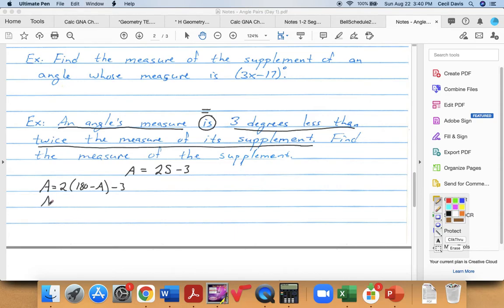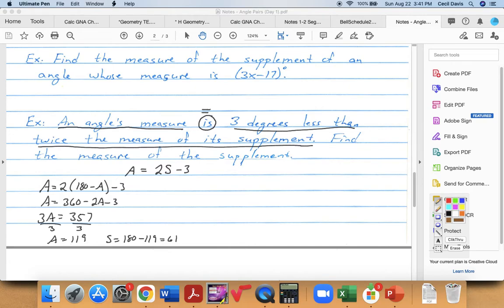Distribute the 2. We get A is equal to 360 minus 2A minus 3. Add the 2A to the other side, and we've got 3A equals 360 minus 3, which is 357. Divide by 3. The angle is 119 degrees. And then the supplement is 180 minus A, so 180 minus 119 is 61 degrees. That is one way you can solve this.